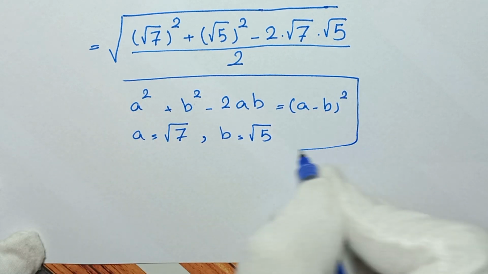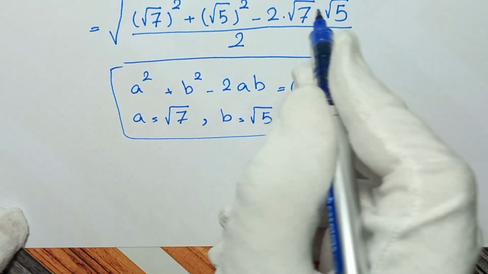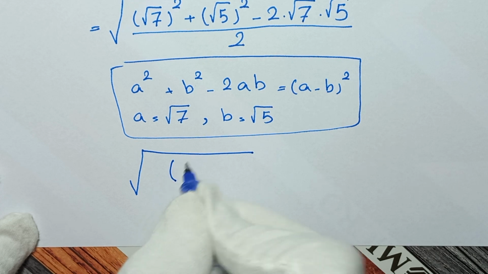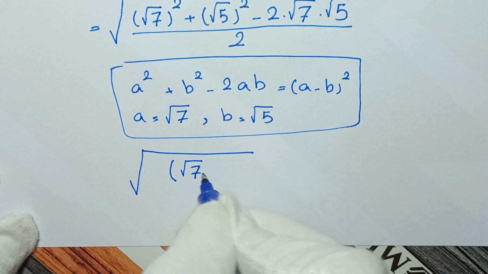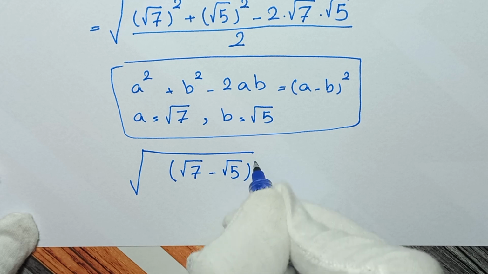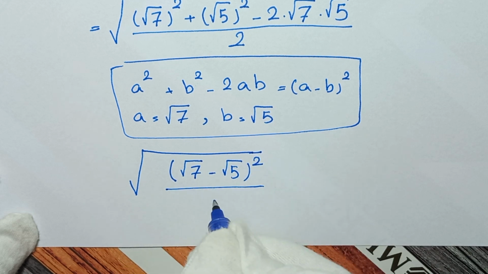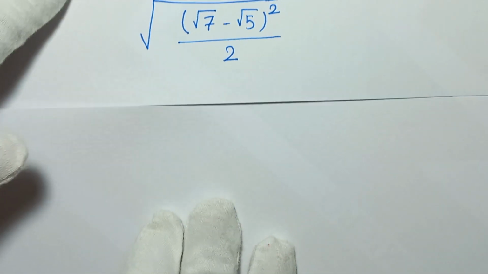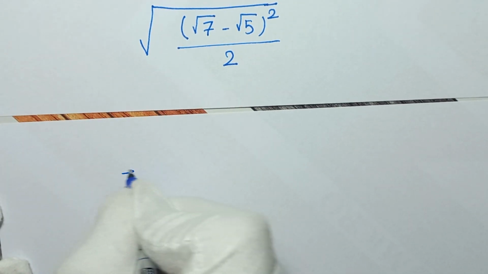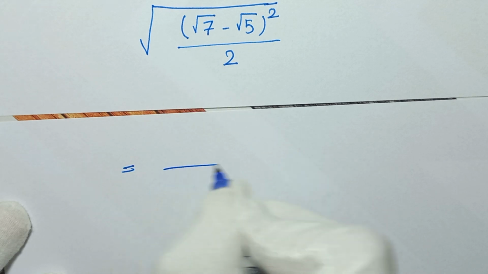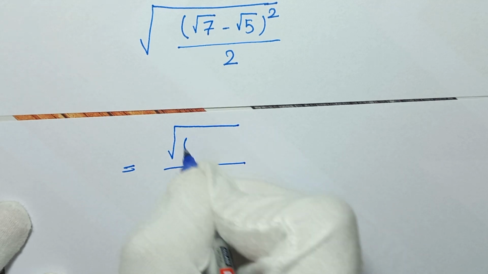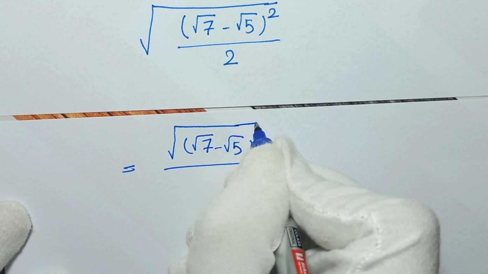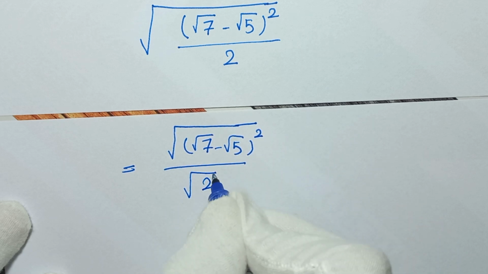So in here we write this in this form, and it will be the square root of a minus b, it will be square root of 7 minus square root of 5 to the power of 2 and over 2. And in the next step, this is equal to, in here we can write this as the square root of square root of 7 minus square root of 5 to the power of 2 and over square root of 2, right?